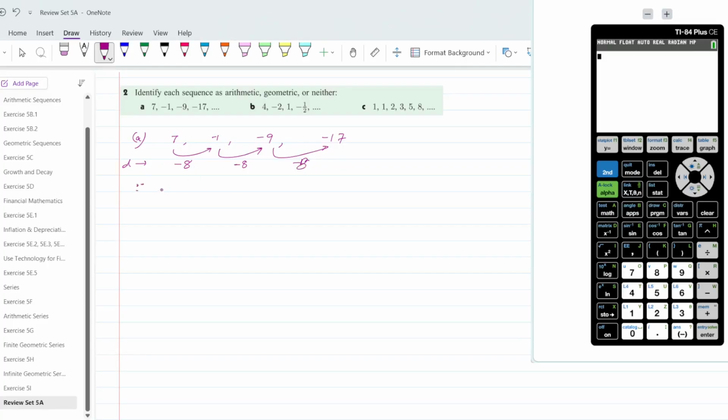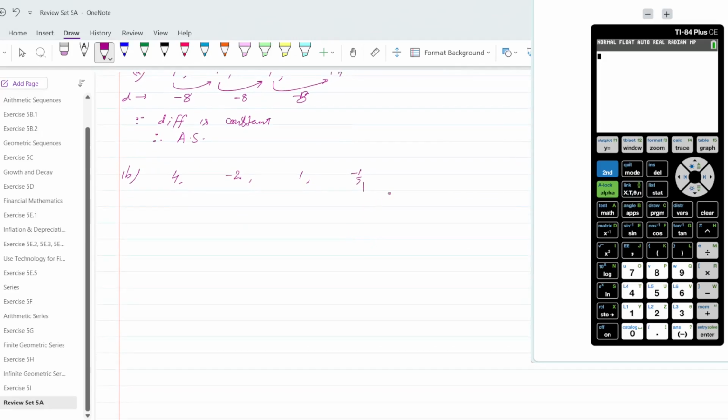Since the difference is constant, therefore we can say it is an arithmetic sequence. Next, 4, -2, 1, -1/2.